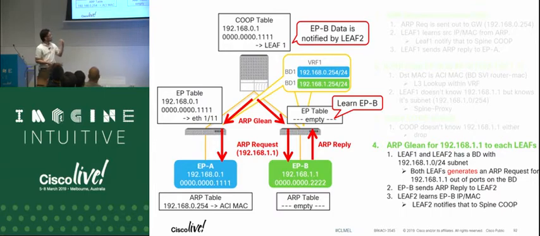And from that reply, leaf 2 will learn endpoint B's information. This is a local endpoint from leaf 2's perspective, so leaf 2 will let spine know about that new endpoint. Based on that information, we have endpoint B information in the COOP database and endpoint B information in the leaf 2 endpoint table, both MAC and IP.